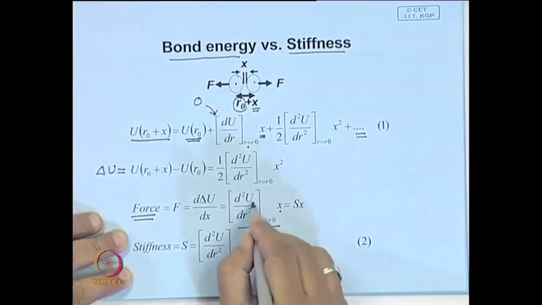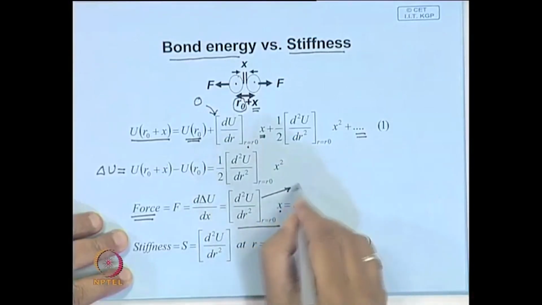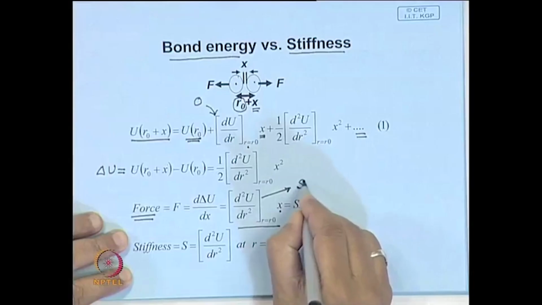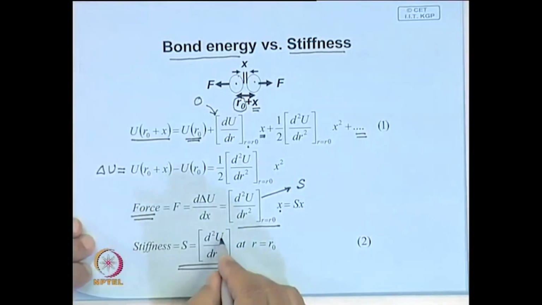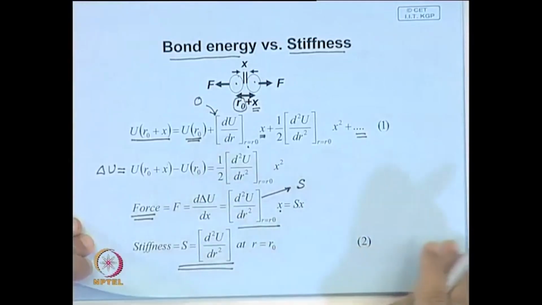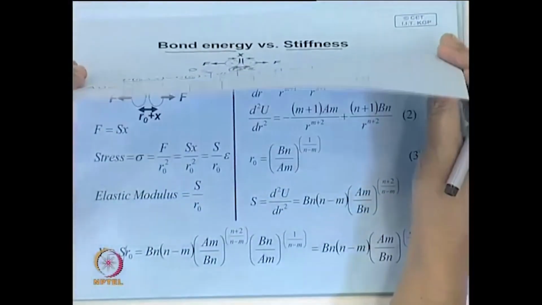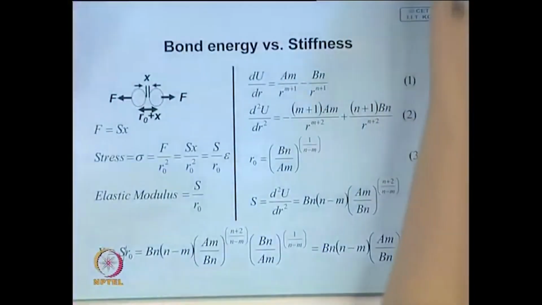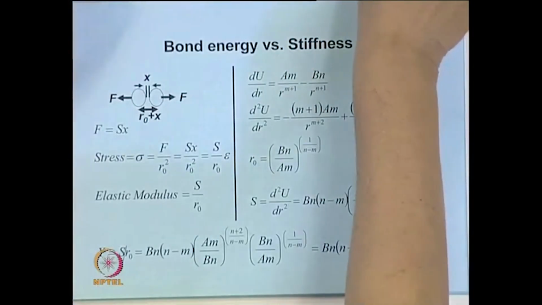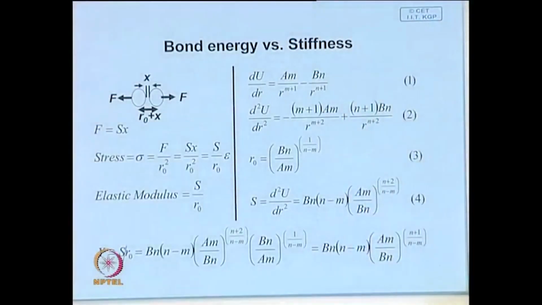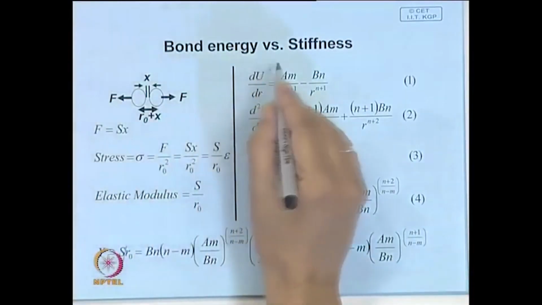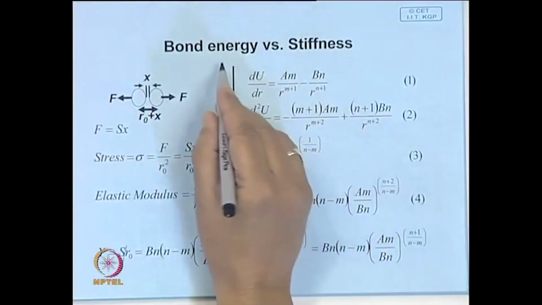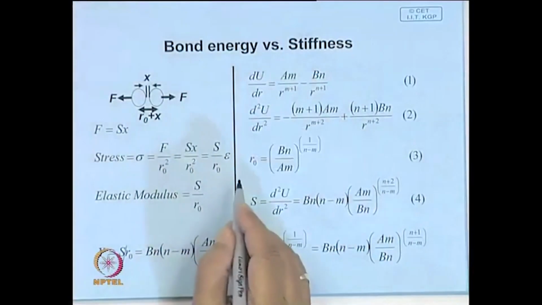times x, and this second differential is known as, can be defined as, stiffness. So therefore, the relationship between stiffness and u is given by this, and I wanted you to go through this and derive an expression or relationship between bond strength or bond energy and stiffness.